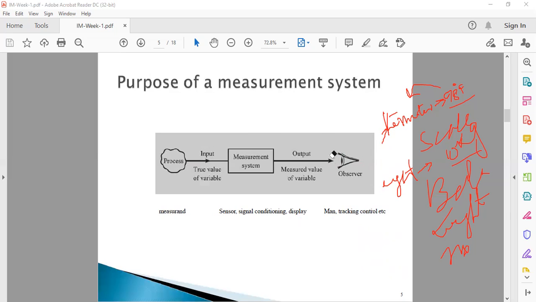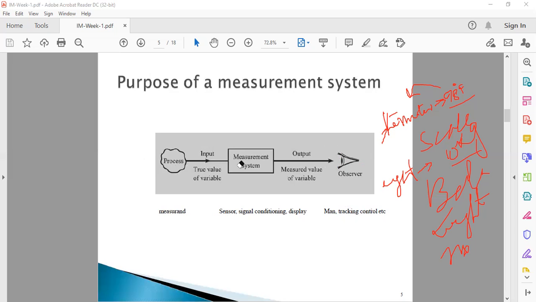Okay, so this is the block diagram. For example, this is the input, and here is the output, and here is the observer. The input is the true value of the variable, and this is the measurement system, and we get the output of this measurement system. We are observing this output value. For example, this is the fuel, and this is the measurement system.